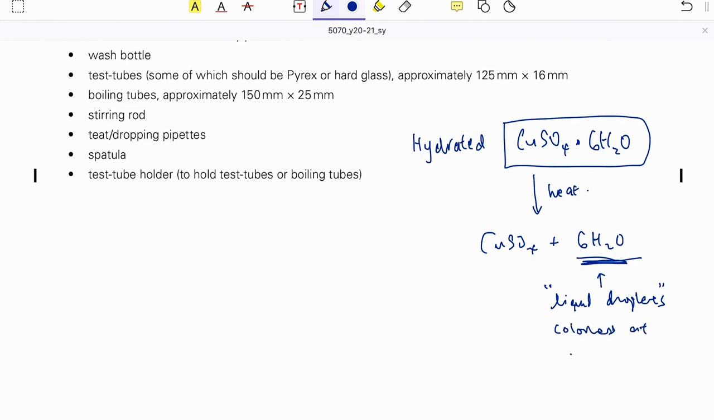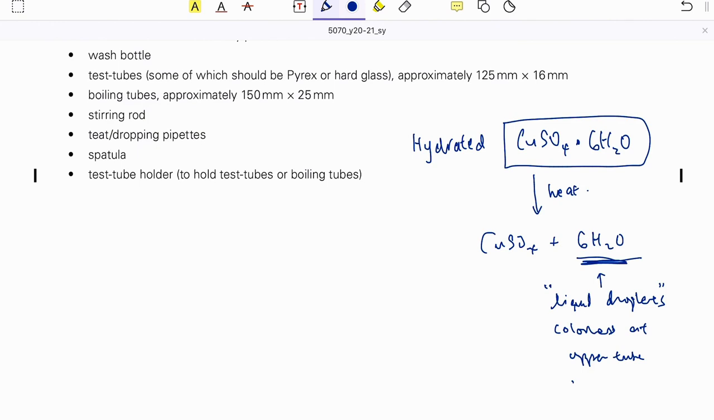Where is it? It will be at the upper part of the tube. Why is it at the upper part of the tube? Because it vaporizes. It's very hot, right? So it goes into the gaseous state. But as it travels up the test tube or the boiling tube, it will condense back down. And that's why you see a little bit of liquid droplet forming at the top of the test tube, right?